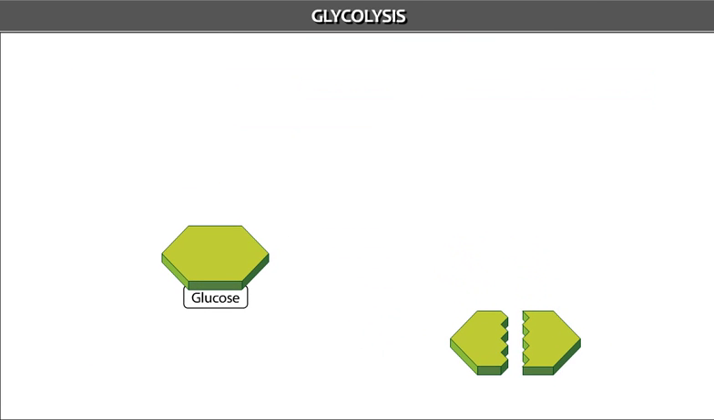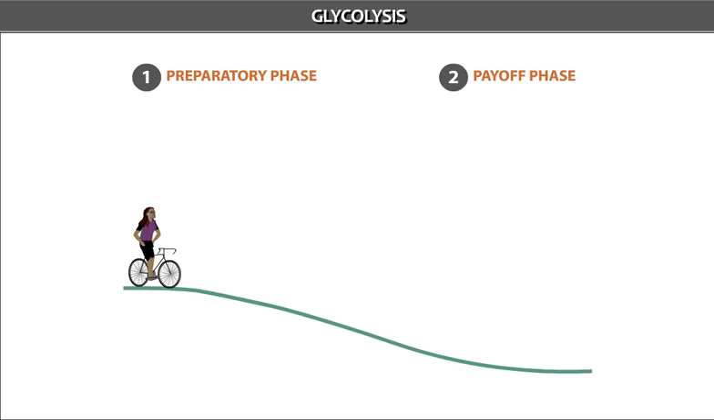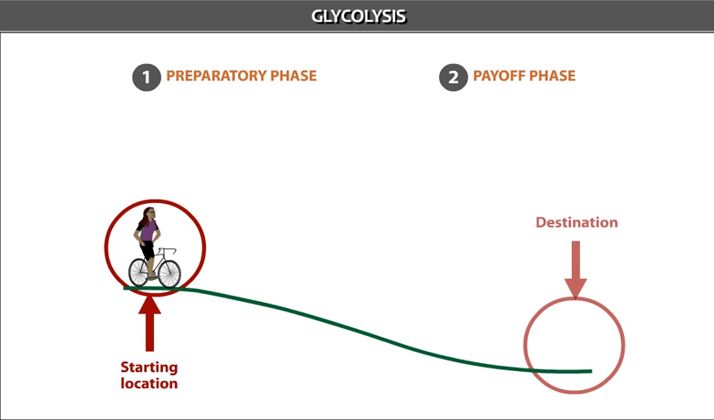Glycolysis has two distinct phases, an uphill preparatory phase and a downhill payoff phase. One way to understand the two phases of glycolysis is to compare the process to a downhill bike ride. Glucose has a lot of potential energy. A cyclist at an uphill starting point has a lot of potential energy too. With little effort, the rider taps the potential energy and coasts to the downhill spot.